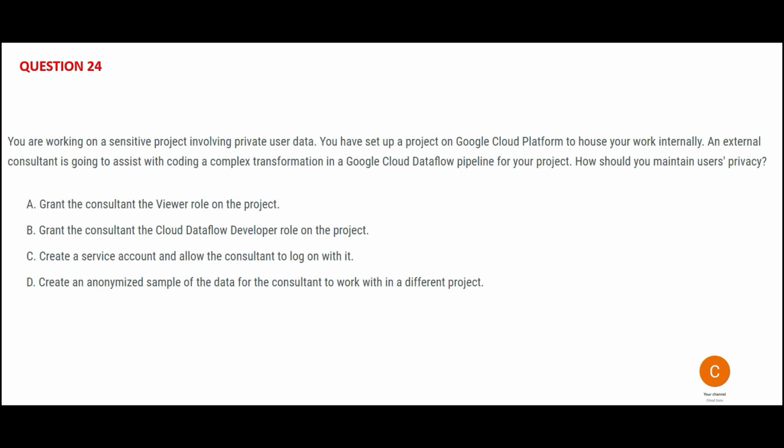Now let us look at this question. See, you are working on some sensitive project. If you are working on a sensitive project, you might have to sign some non-disclosure agreements, some extra kind of background checks, police checks, security checks, and so on might happen.